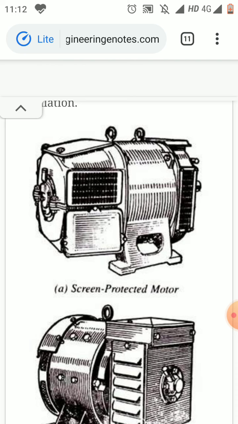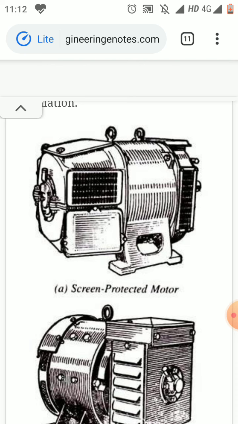So there are different types of enclosures available. Basically, there are four types. One is open type, screen protected type, totally enclosed type, and drip proof enclosures. Open type enclosures are used for large machines, for both motors as well as generators. This open type has some vents. These vents are provided on the motors for air ventilation.